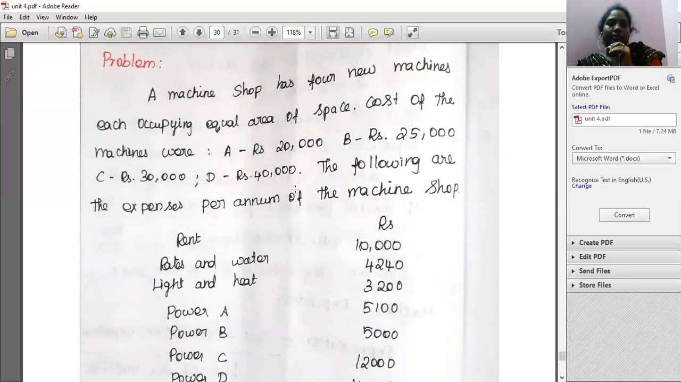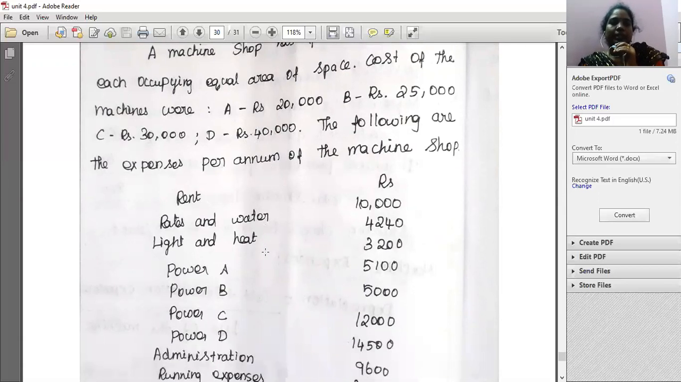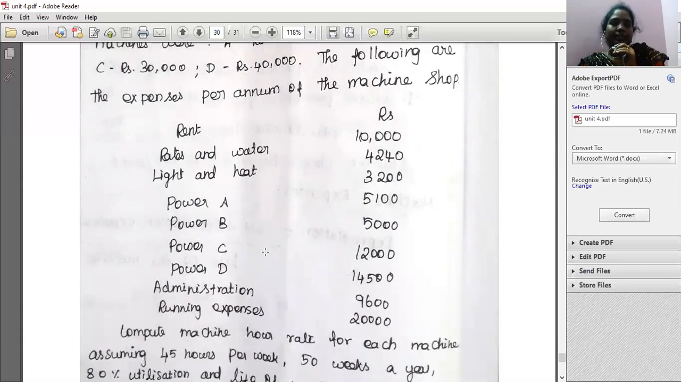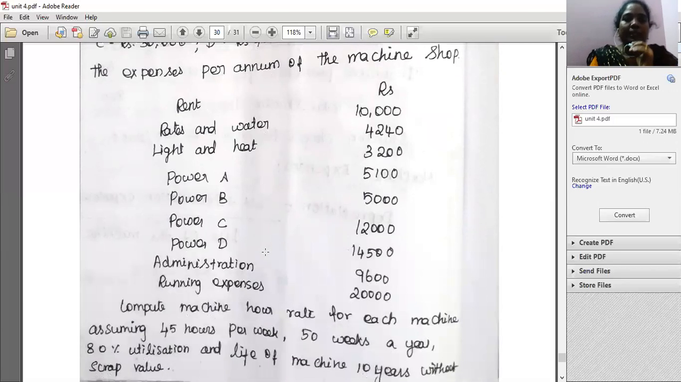And the expenses per annum given for this factory are: rent rupees 10,000, rates and water 4,240, lights and heat 3,200, power for machine A 5,100, power B 5,000, power C 12,000, power D 14,500, administration 9,600, running expenses 20,000. These are the expenses incurred for this factory for the four machines.